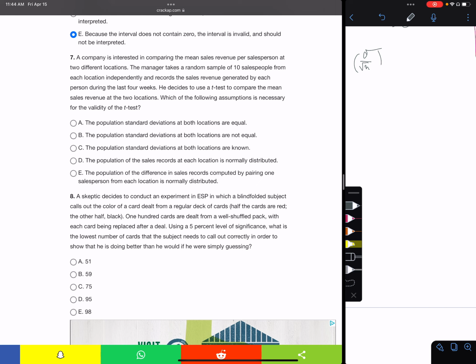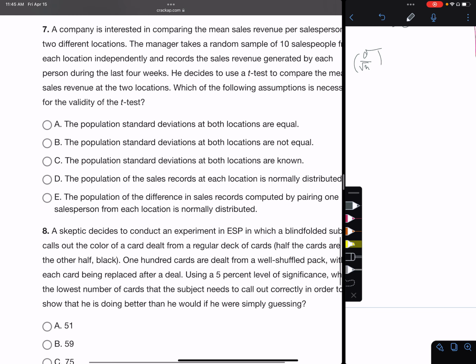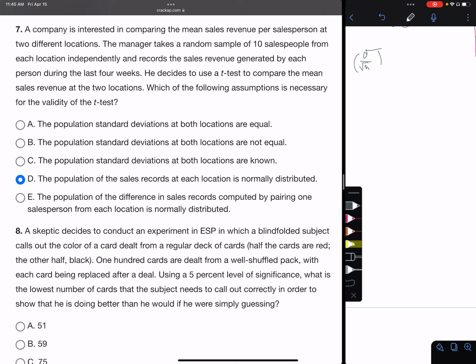10 salespeople, t-test to compare the mean. Which of the following assumptions is necessary? Well, t-test, we don't need to know the population, but they need to be normally distributed. That is a necessity.